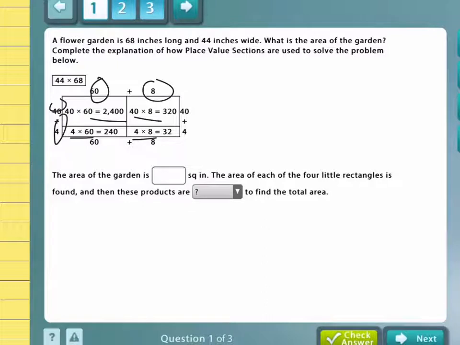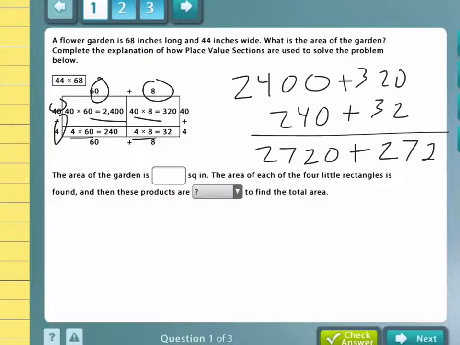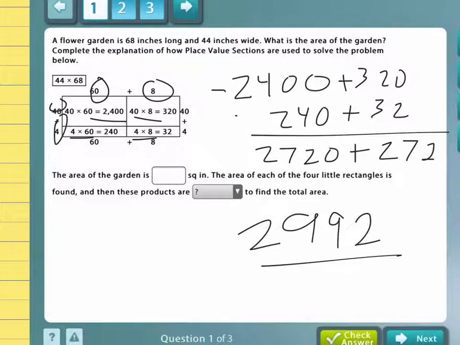So we take all those numbers and we add them up. And you can see that I get 2,720 plus 272, getting the partial product for each row. And adding those together gets me 2,992. I believe that is correct, but I would check it with a calculator. And the products are added to get the total area.